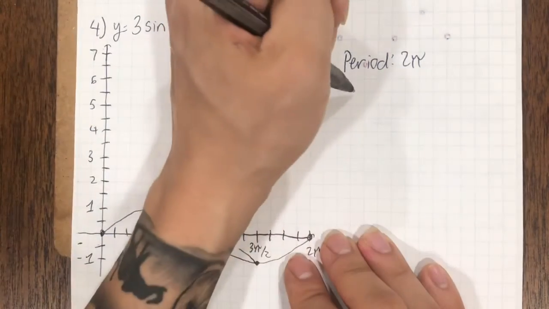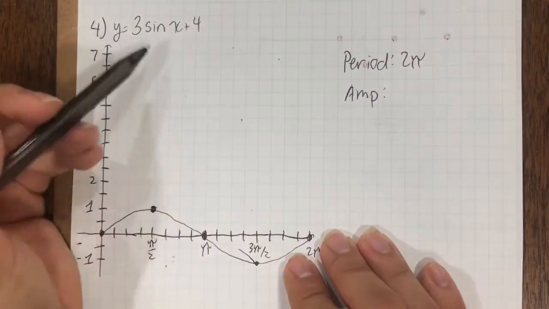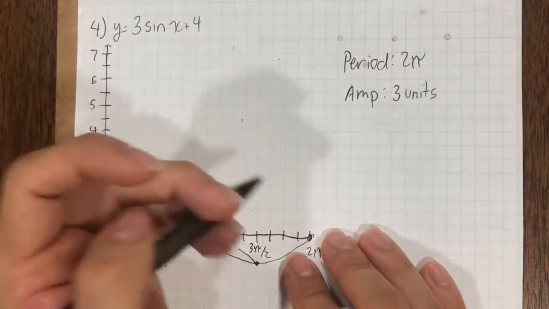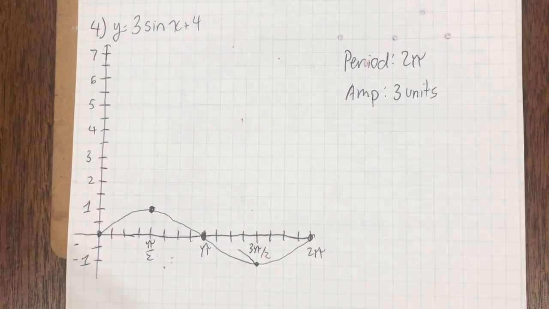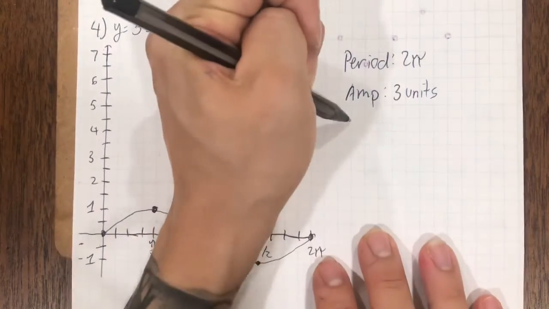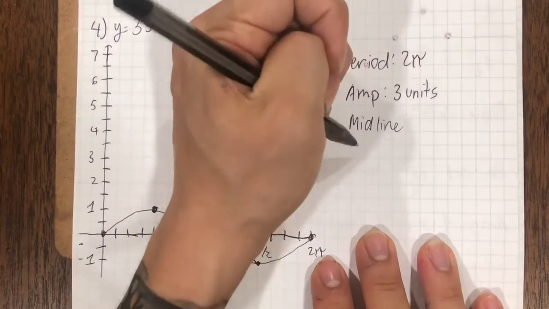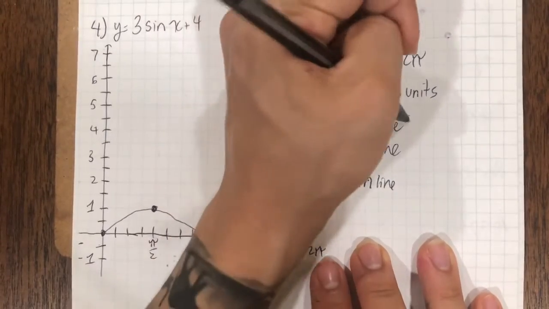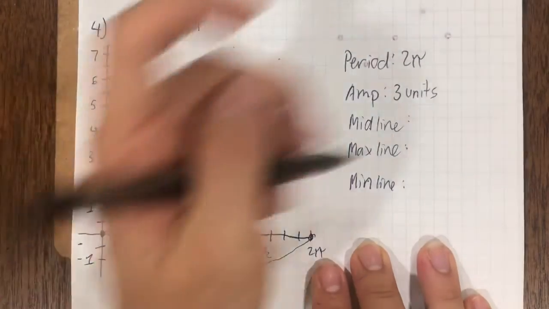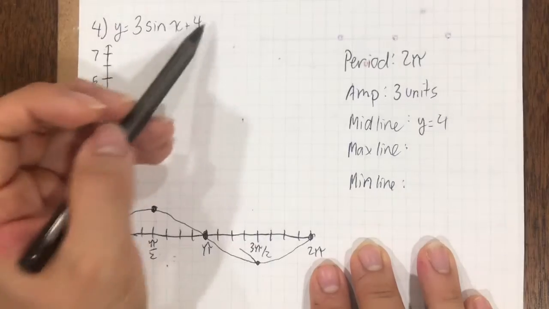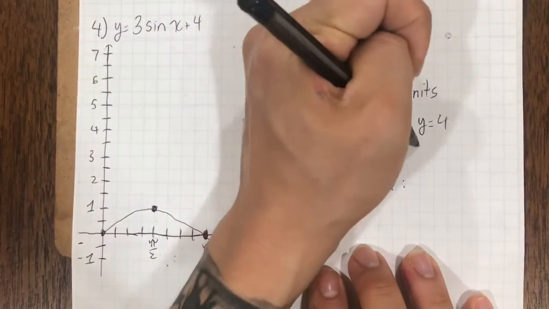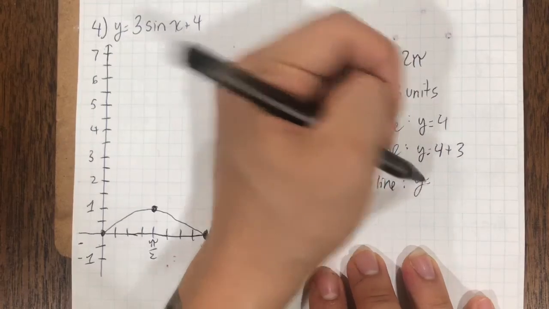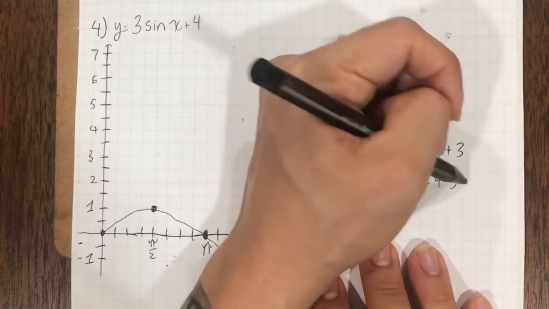All right, and then we have amplitude. Now the amplitude is a coefficient in front of the whole trig function, which is 3. So my amplitude is 3 units. So from the midline to the max or the min is going to be 3 units. All right, and then we have the max line and the min line. All right. So with the midline, it's going to be y equals to 4, same spot as the number for d. Max line, I take the 4 and I add it to the amplitude, which is 3. And min line, I take the 4 and subtract the amplitude, which is 3.